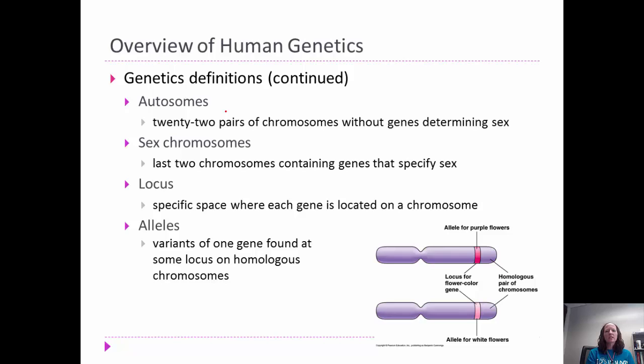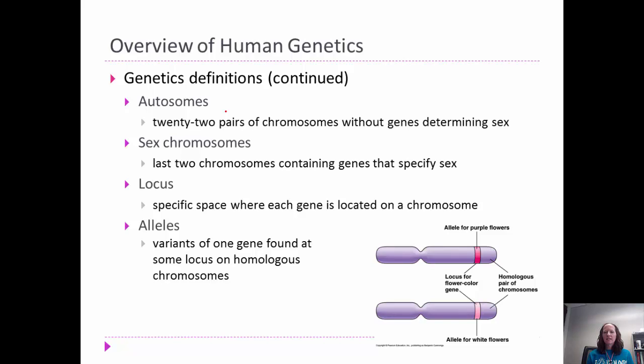But a locus is going to be a specific space where each gene is located on a chromosome. And I put this nice little picture up here. It is going to go along with flowers. And I'll actually reference flowers a lot whenever I talk about these different types of patterns, but you don't have to, but we'll also, of course, link it back to humans.